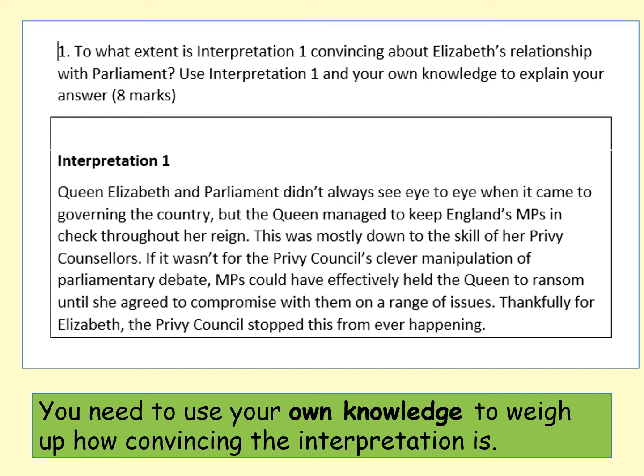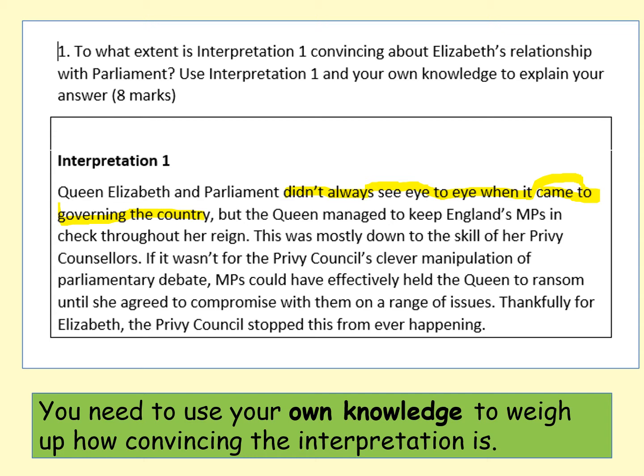So the first thing you need to do is think about what are the key things that the source actually says. So one of the things to appreciate here is that the first thing the source talks about is that they didn't see eye to eye when it came to governing the country. So that suggests there was tension between Queen Elizabeth and Parliament. So you need to think about, does your own knowledge support that, or does your own knowledge go against that?